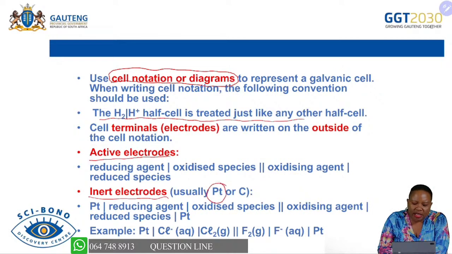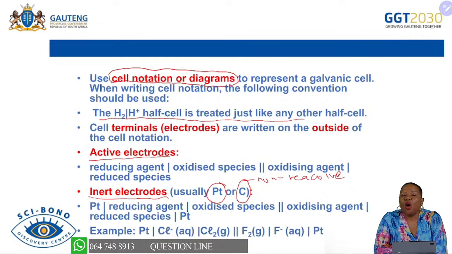Usually we use platinum and carbon as inert electrodes because they are non-reactive, meaning that they do not easily react. That is why we call them inert. And we'll use them only in cases where we have a half cell that doesn't have any electrode to act as a conductor.